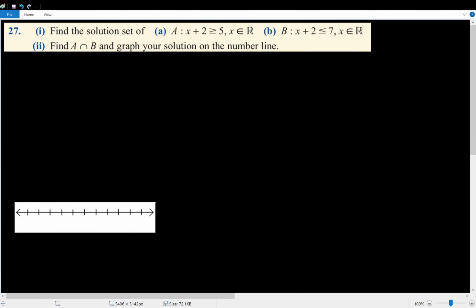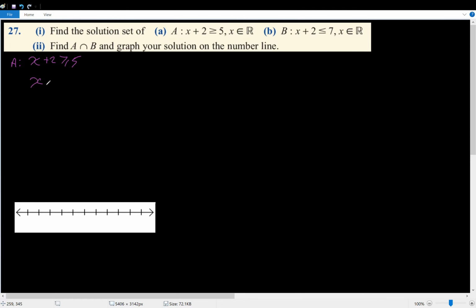We'll start with part 1A, and we're going to solve this inequality out. So for A, we've got x plus 2 is greater than or equal to 5, where x is an element of R, but we'll worry about that bit in a minute. So we're just going to solve this out for x. So we get x is greater than or equal to 5 minus 2, so x is greater than or equal to 3. So that's our solution for A.